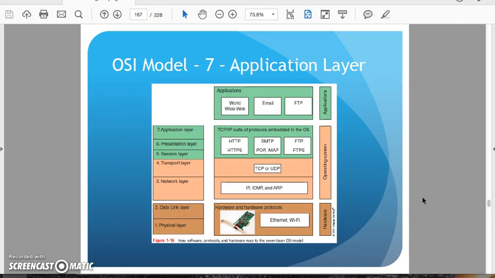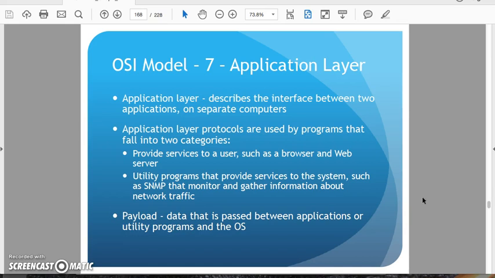So layer 7. At Layer 7, we're dealing with applications. We're dealing with network-related applications, if you will, not Microsoft Word. This is the interface between the application on 2 separate computers. So again, I use the example of Microsoft Word. Do I need a network to run Microsoft Word? No, I don't. I don't need a network to run Microsoft Word. If I have something like my web browser, Firefox, Google Chrome, whatever it is, is it useful without a network?